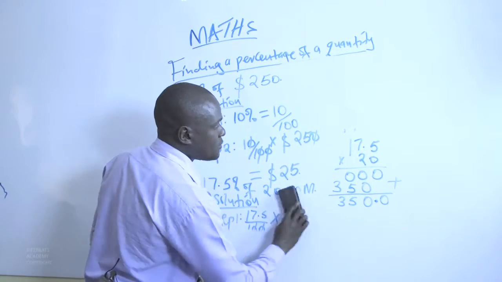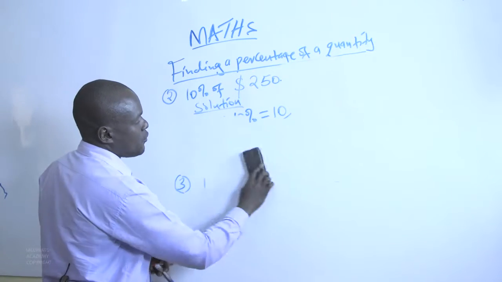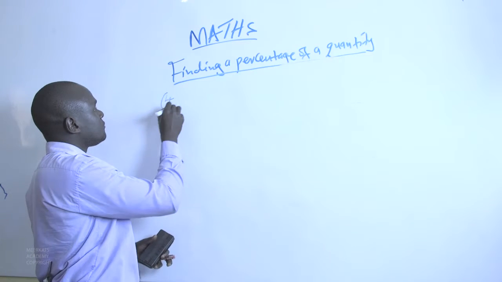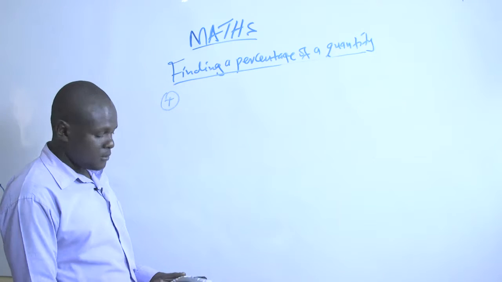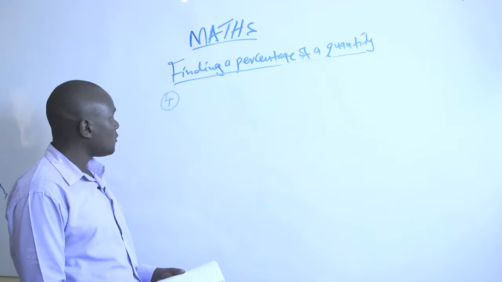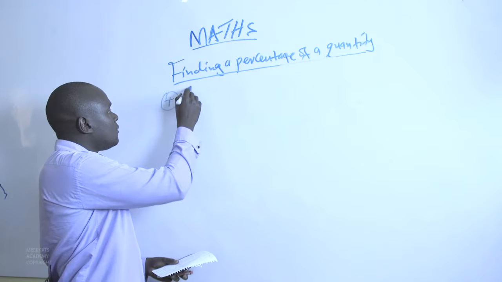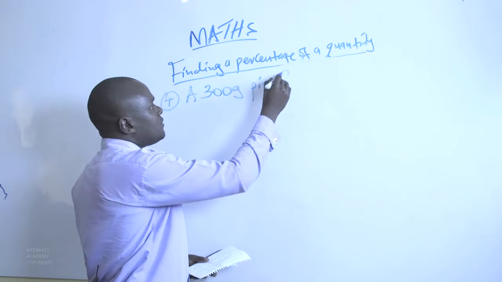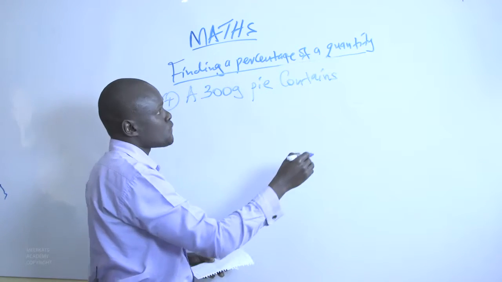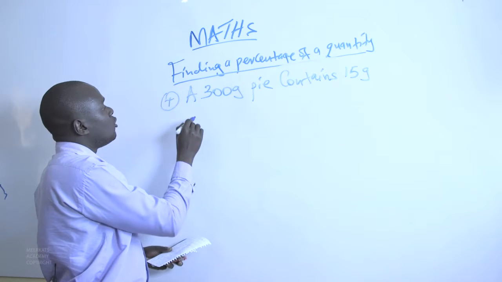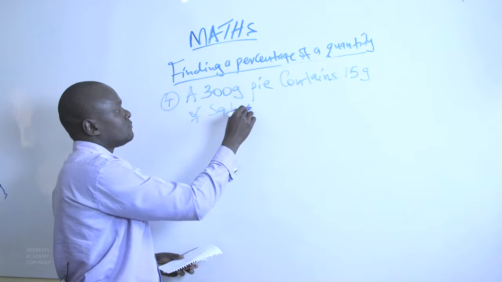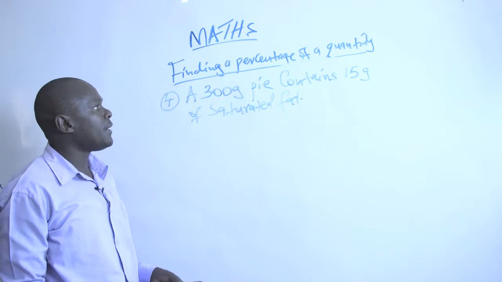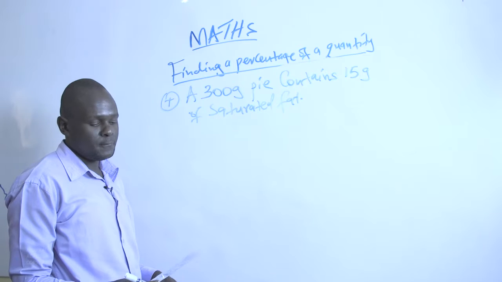We can move on to other examples that are a bit more involving than the initial 3. This is example number 4. We are required to carry out the following task. And the question is, a 300-gram pie contains 15 grams of saturated fat. There we have our statement.